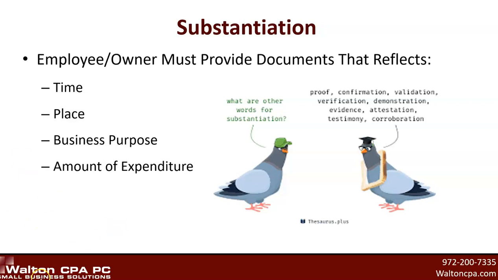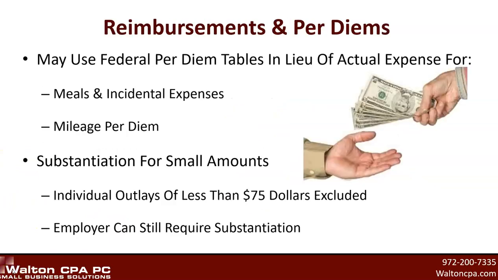In lieu of using actual documentation for a reimbursement, you can also use the federal per diem tables for things like travel, meals, and incidental expenses, as well as mileage. You may also have a rule that says that if you've got a small outlay of $75 or less, they're not necessarily required to provide documentation either, or you can decide that you still want the documentation.